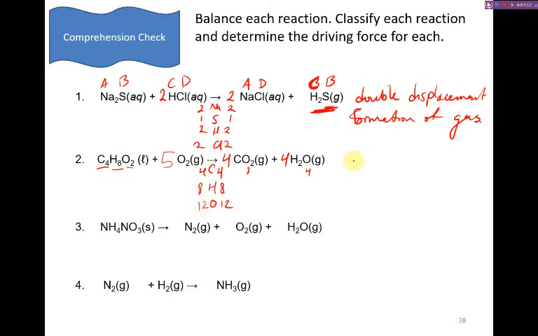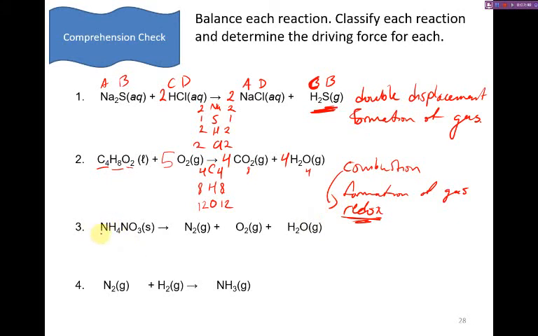This is a combustion type reaction. And the driving force, you can say that it's the formation of a gas, because we're forming more gas in the product than we started with. Really, this is actually a type of redox reaction. All combustion reactions are redox reactions.